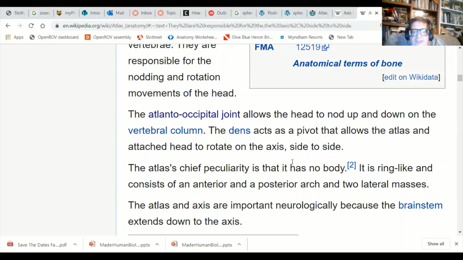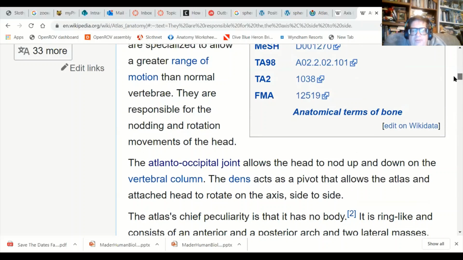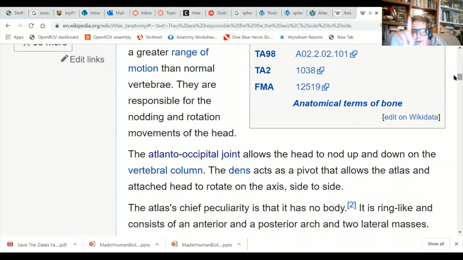And I'm just going to quote this right here. The atlas's chief peculiarity is it has no body, ring-like, and so on. Okay. Where is it? There we go. The line above that I was reading. This is what I was looking for. The dens, remember that's the sticky uppy part that's part of the axis. The dens acts as a pivot that allows the atlas and the attached skull to rotate on the axis side to side. So that's important. The atlas holds the skull and it rotates on the dens of the axis. I want you guys to know that.